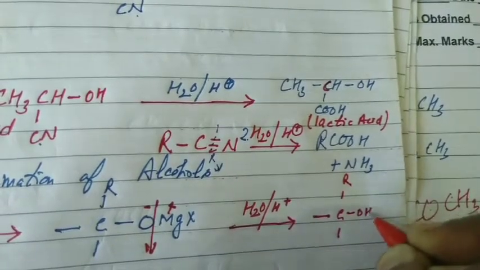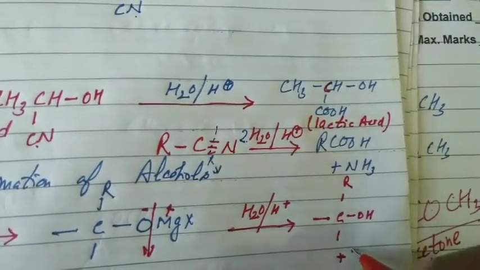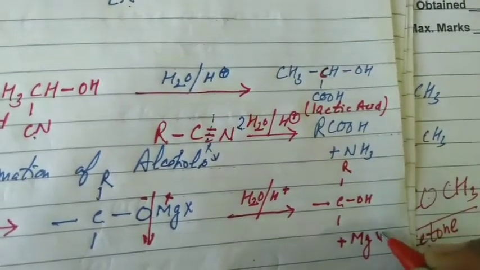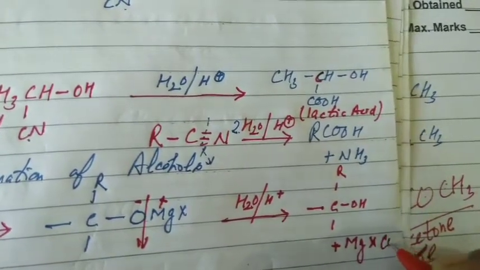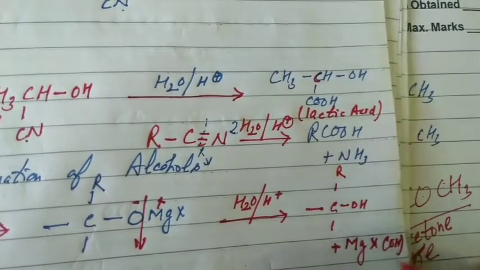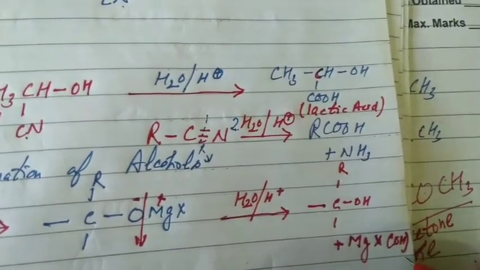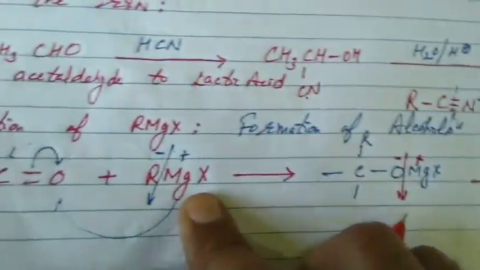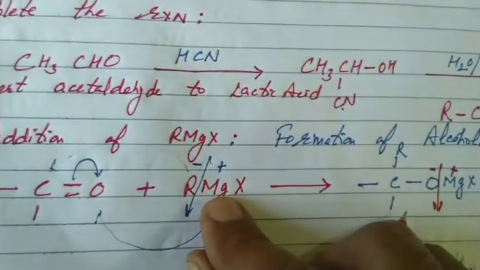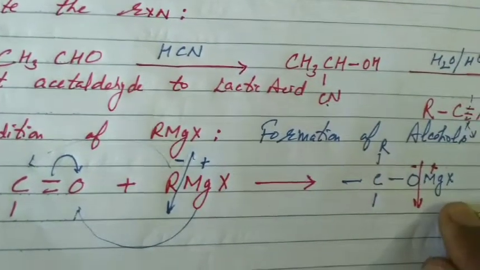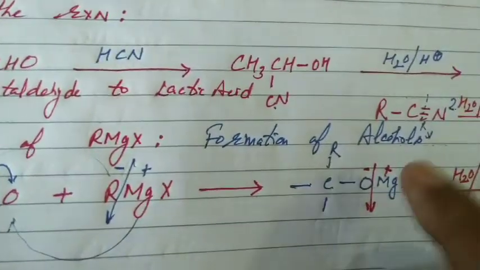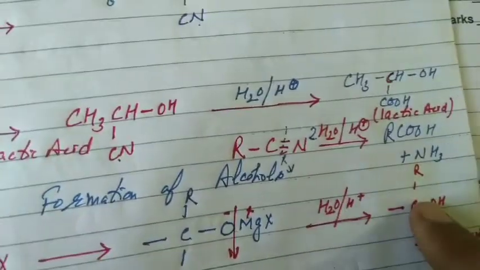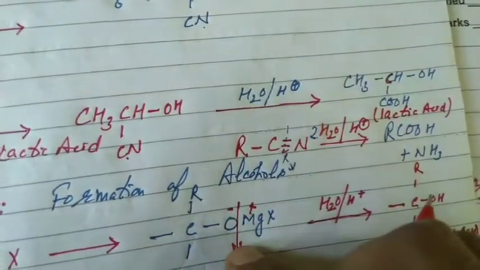R plus, the byproduct is MgX, the negative part of water, that is OH, attacks on metal and gives MgXOH. That is the reaction, students. Please try to understand this. When we treat a carbonyl compound with Grignard's reagent, at first addition reaction takes place, leading to the formation of an intermediate. This upon complete hydrolysis leads to the formation of alcohols. In the second step, the metal-oxygen bond breaks.